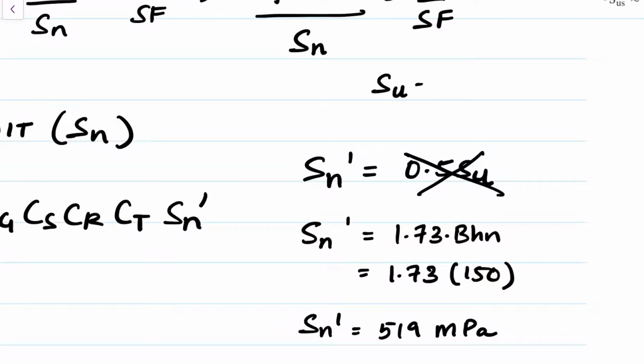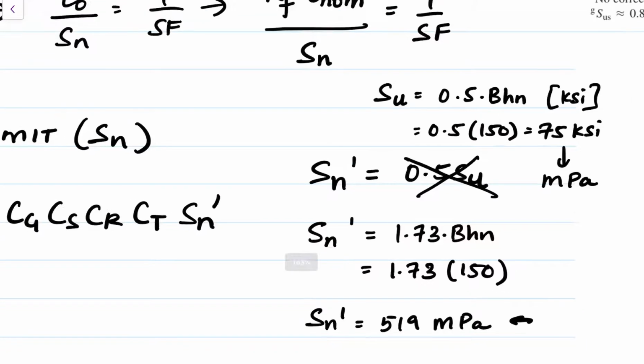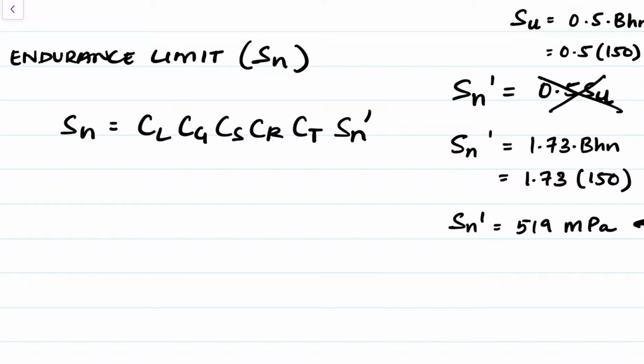And for steels, it's usually Su is equal to 0.5 times BHN to get a value in KSI. So basically 0.5 times 150 is equal to 75 KSI. And then you can convert that to megapascals. There will be a slight difference. I think if you do it this way, you get 517, and this is an approximate value of 519, and you could do it either way, both are right. I just use this because this saves me time, because I have to find the conversion factor from KSI to megapascals. Okay, so that's Sn prime, and that is the R.R. Moore endurance limit, and it's only dependent on the material.